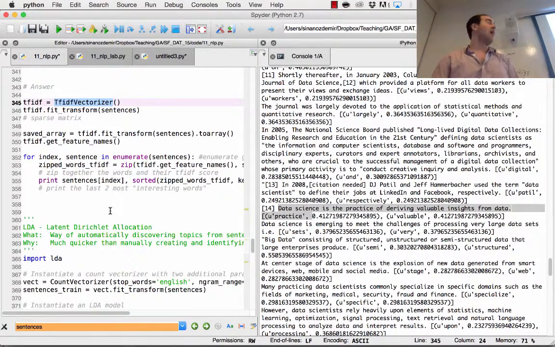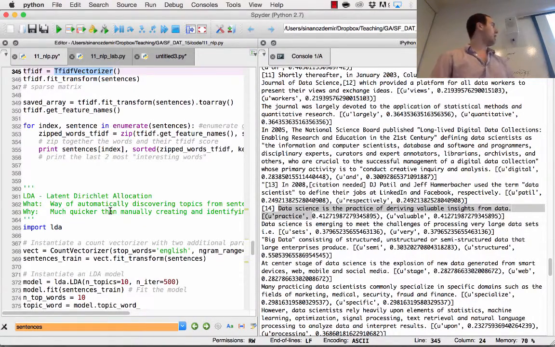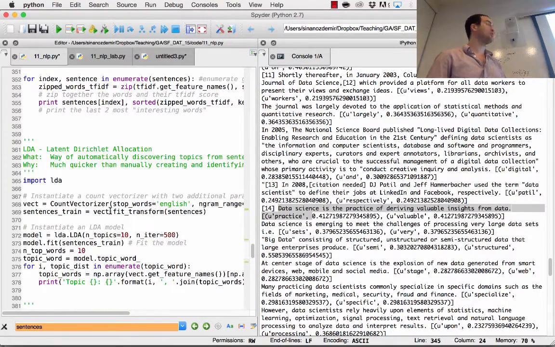So moving along, I am actually, unfortunately, going to skip this on LDA. I'm going to run it for you to show you what it's doing, but I don't have time to get into the math behind it, which most of you are saying, yay.